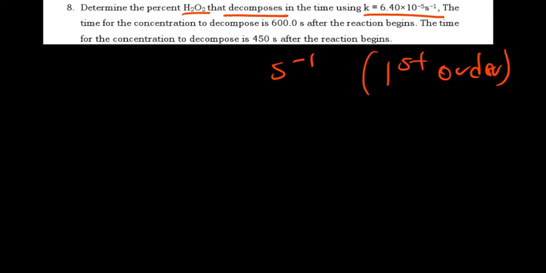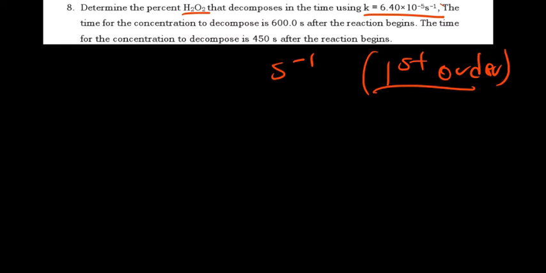Determine the percent of H2O2 that decomposes in the time using the value of K given. Okay, so be smart about it. If you look at the value of K, the units are second negative, or time negative, so just know that it's a first order reaction. In this case, this is decomposition, so decay is a first order reaction.